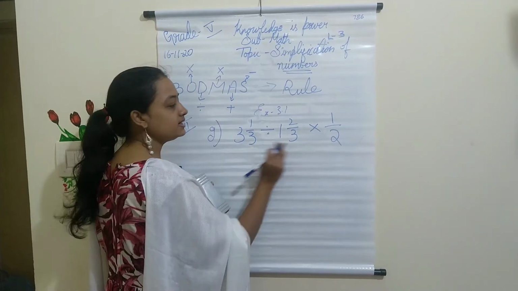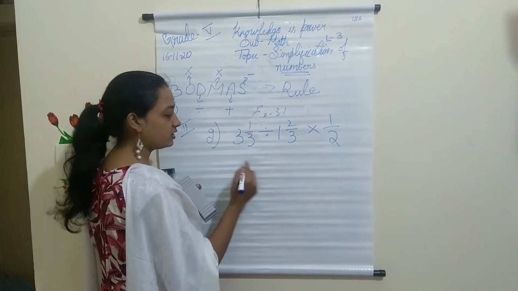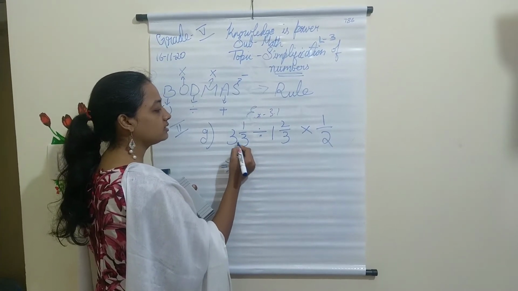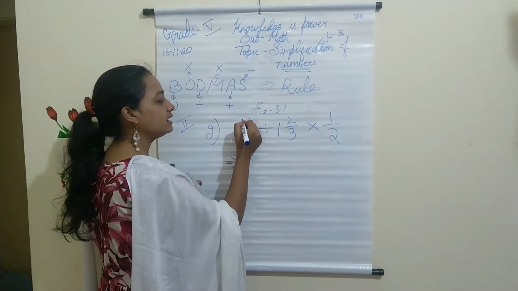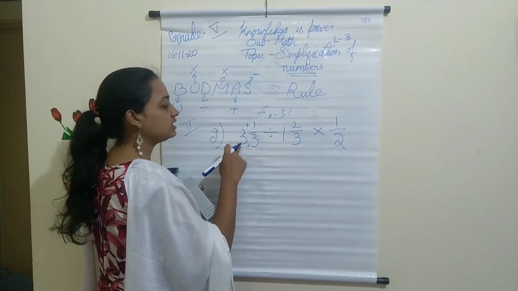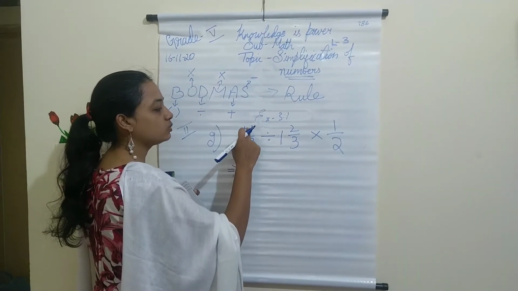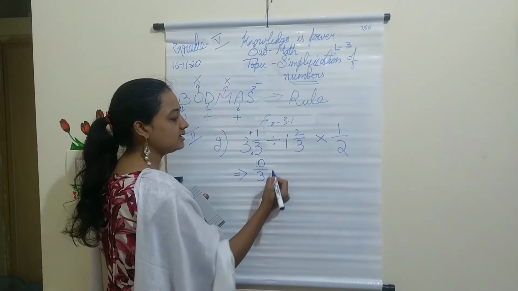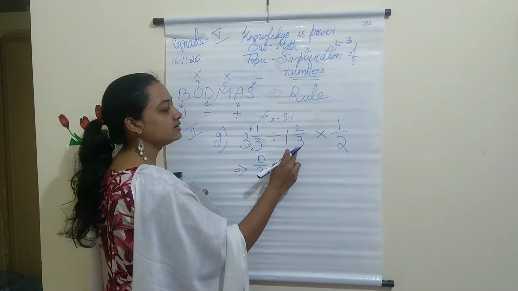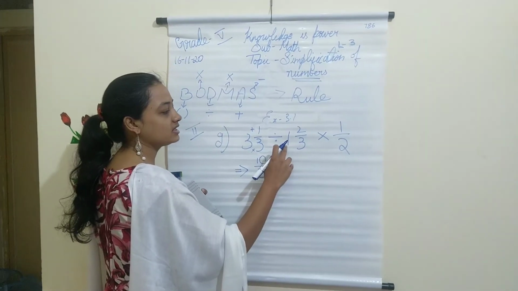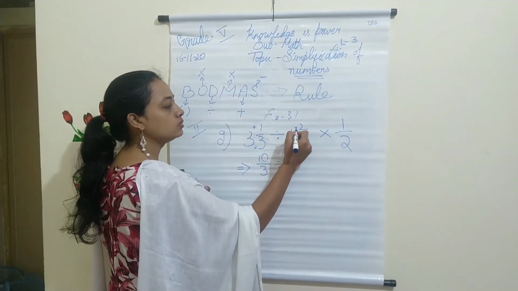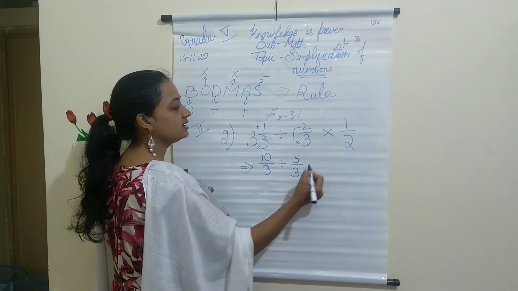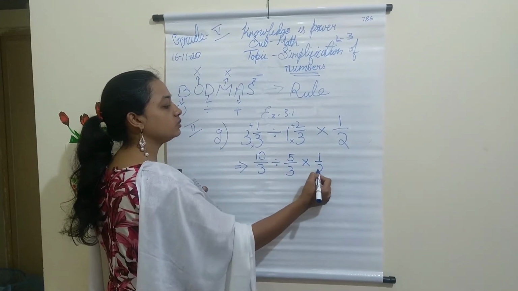You can see a mixed fraction here. First convert it to an improper fraction. How to do that? Multiply this number, add it with the numerator. 3 3s are 9 plus 1, 10. So 10 by 3 divided by the same thing: 3 1s are 3 plus 2 is 5. 5 by 3 into 1 by 2.